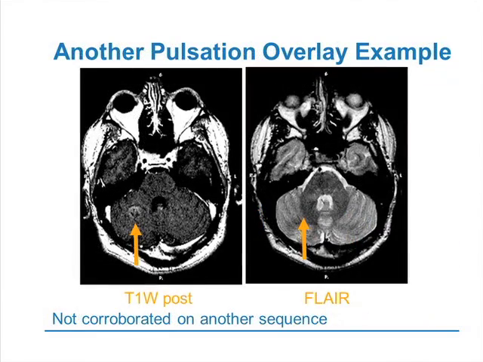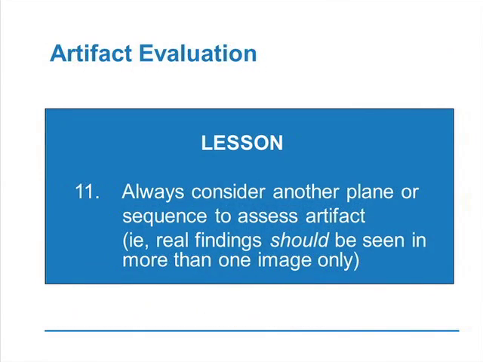What about this one? Is this a lesion? This is another example of pulsation overlay. And here one trick is rather not to look on the air, but to look at another sequence. Remember, if you have a real lesion typically you should see it on other planes and on other sequences. So the lesson here, number 11, always consider another plane or sequence to suggest assessing artifact. That is, real findings should be seen in more than one image only.